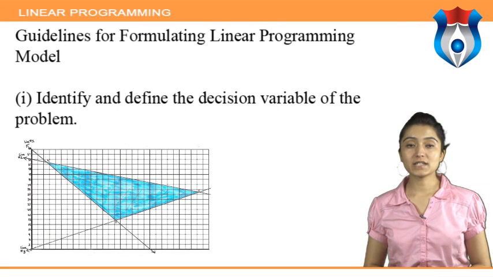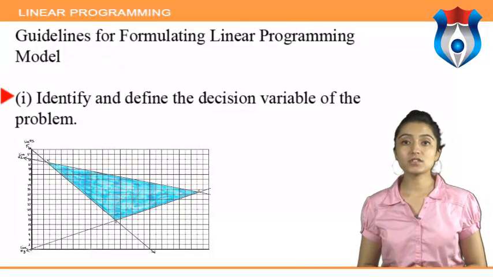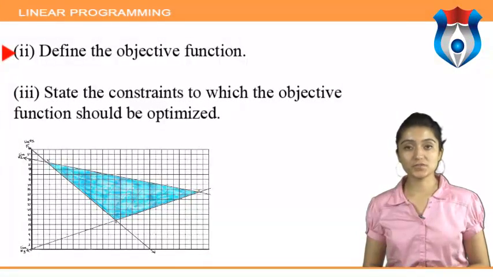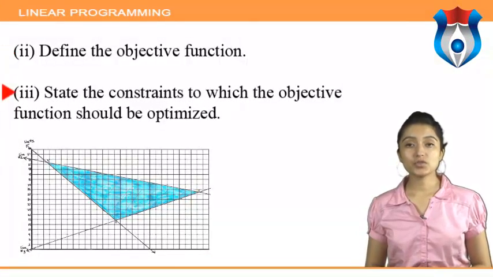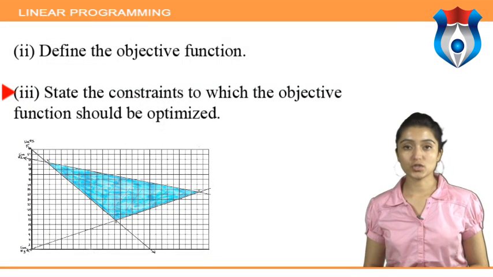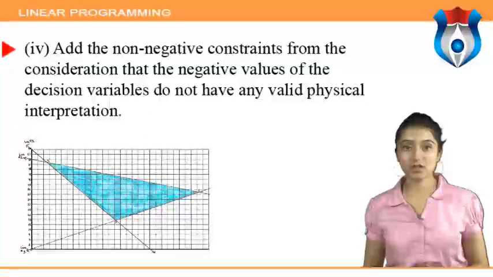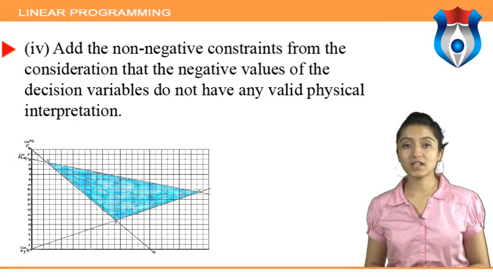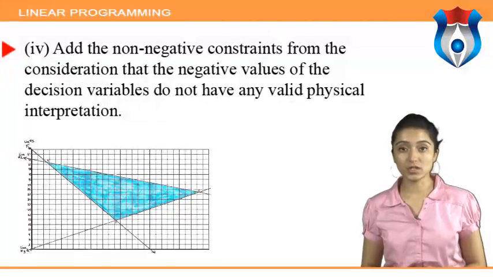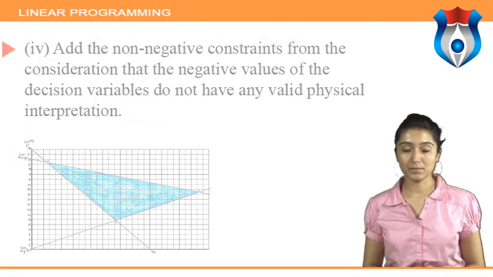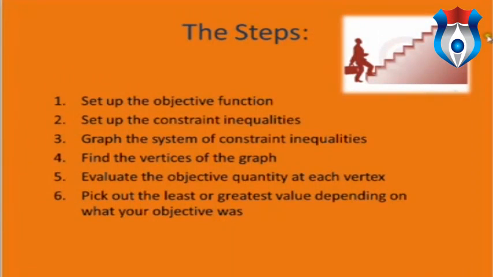Guidelines for formulating a linear programming model: identify and define the decision variables of the problem. Define the objective function. State the constraints to which the objective function should be optimized. Add the non-negative constraints from the consideration that negative values of the decision variables do not have any valid physical interpretation. The steps. Set up the objective function.